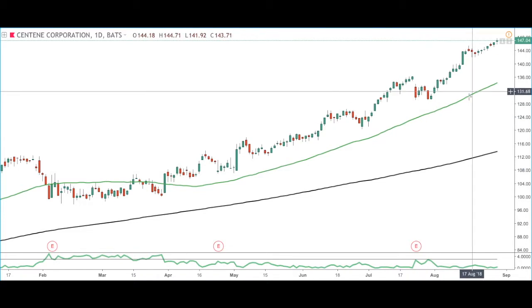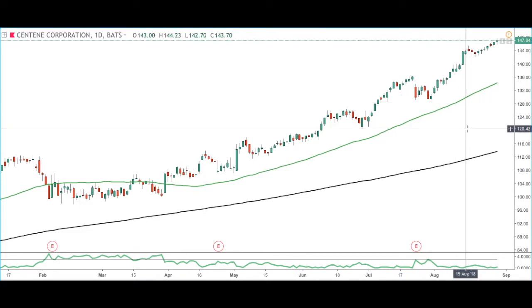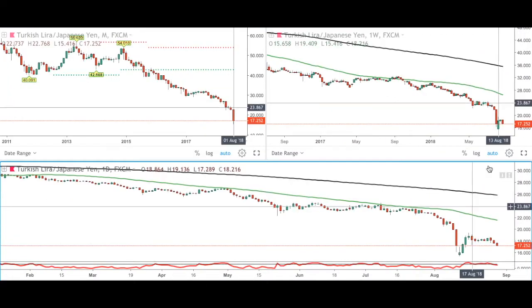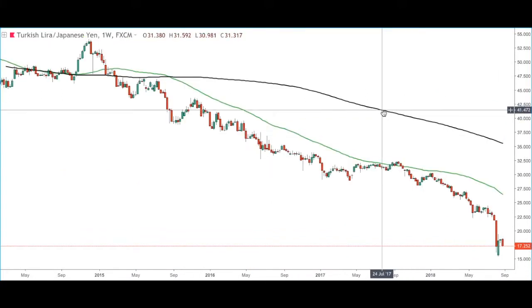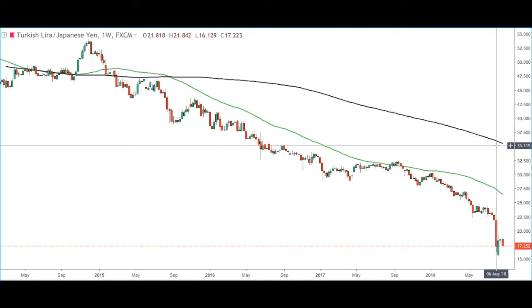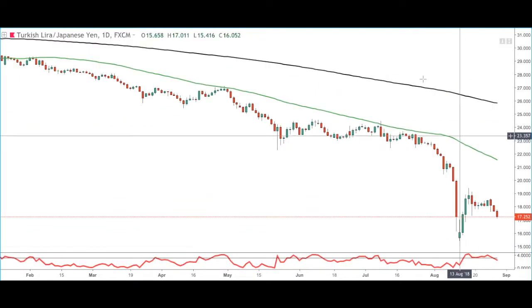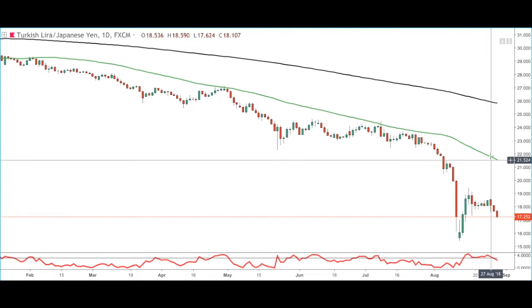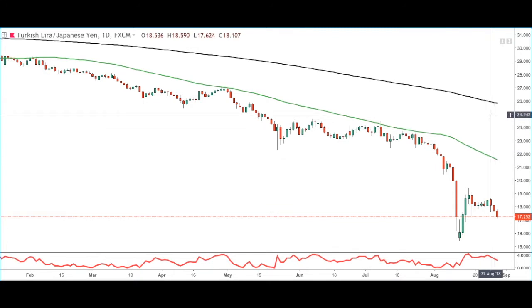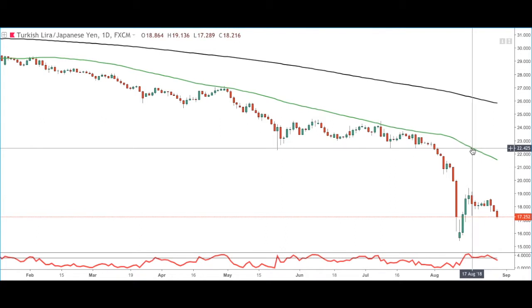When you're looking to take long positions, you want to have price trading above the 200 moving average and the 50 moving average. And now we'll go ahead and have a look at a couple of Forex pairs that are doing the opposite in a bear market. So for the Turkish Lira against the Japanese yen on the weekly time frame, we can see that price is trading below the 200 moving average and below the 50 moving average. On the daily time frame, price is trading below the 200 moving average and below the 50 moving average, giving us a bearish bias on this currency pair and a bearish trend on this currency pair.